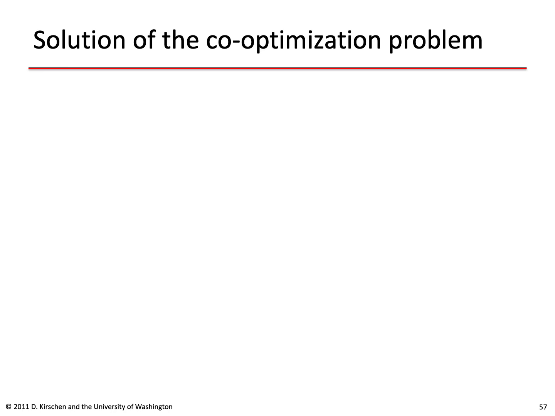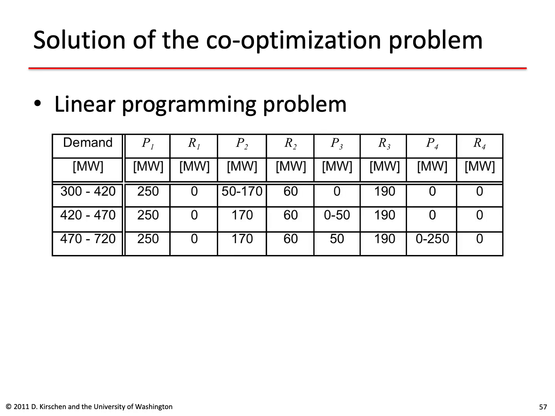So how can we solve this problem? Well, we can observe that all the objective functions and all the constraints in this problem are linear, so we can formulate it as a linear programming problem and use one of the available linear programming solution engines. And if we run this problem for various values of load, we do get the table shown on this slide.